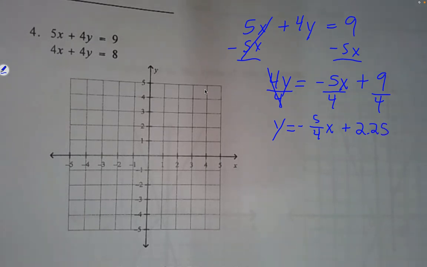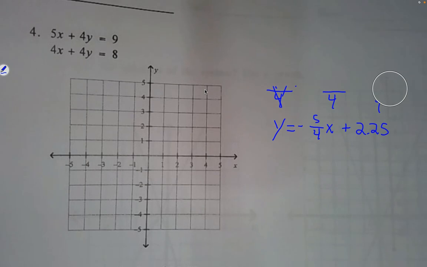2.25. Okay. Now let's do the other one. That one is yucky. We'll just kind of guess at it. All right, 4x plus 4y equals 8. So can I erase that, or is anybody still writing all that? Because I just want to erase that so we can say, okay, there's our first equation. Now I'm going to do the other one in red. 4x plus 4y equals 8.